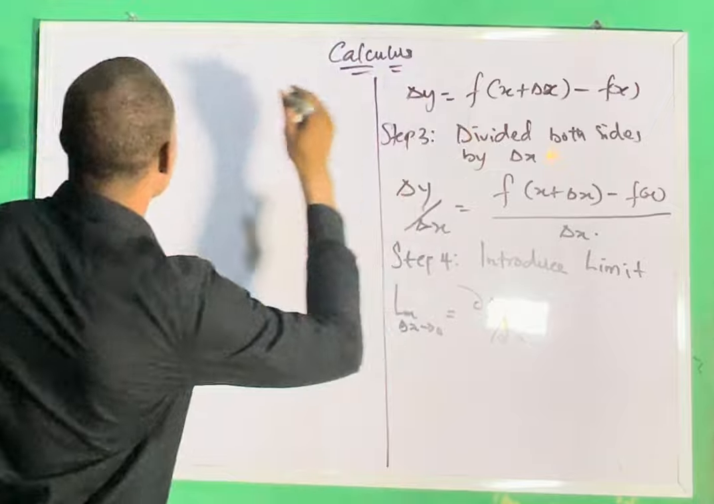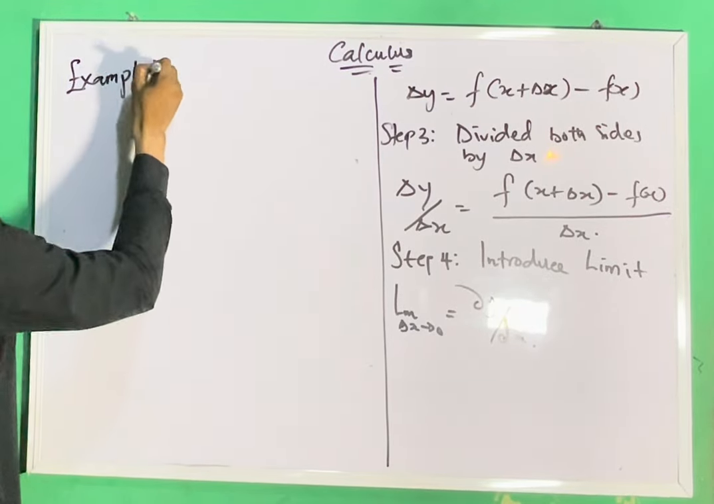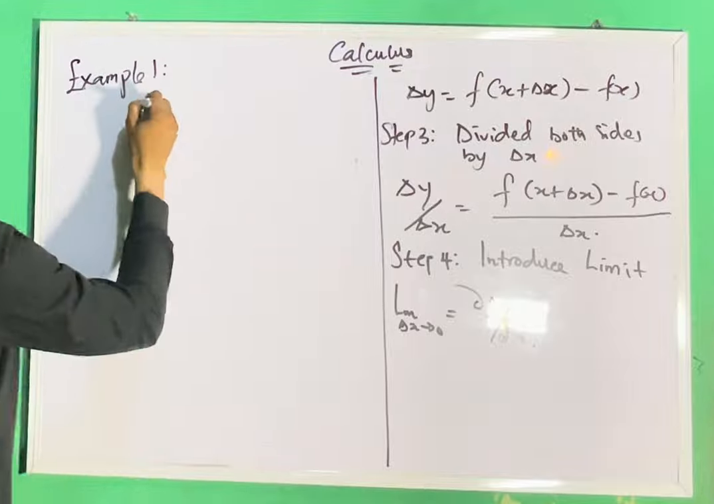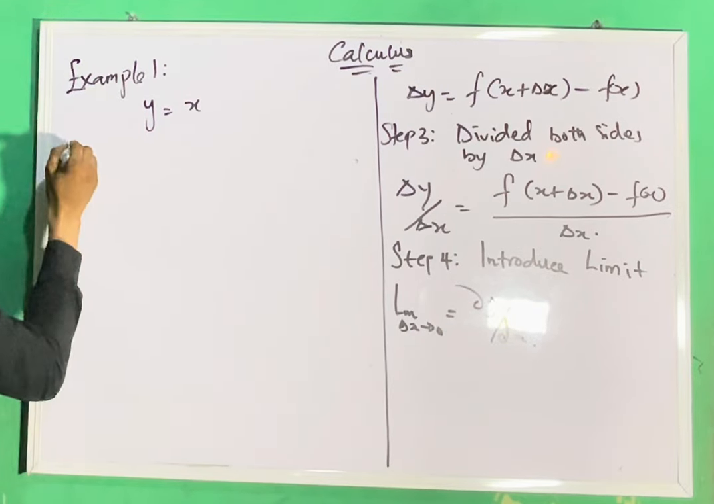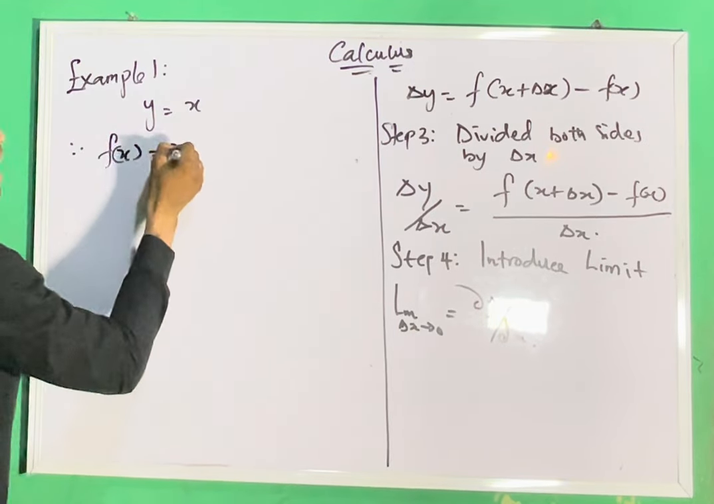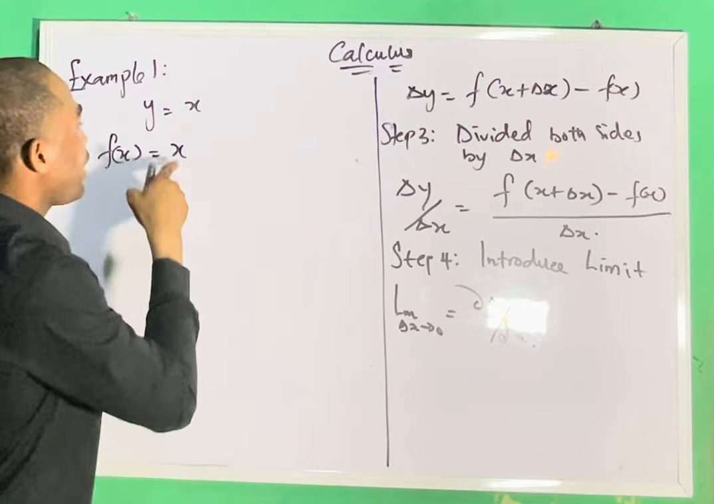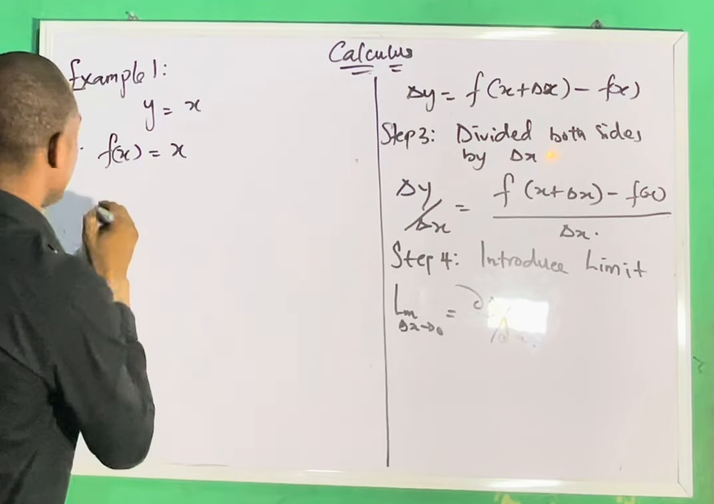Now, let's go for example 1. Let's assume that you are given an example. Let y equal x. And don't forget that if y equals x, that means a function of x is x. Function of x equals this x. That's what it means. Then using first principle.